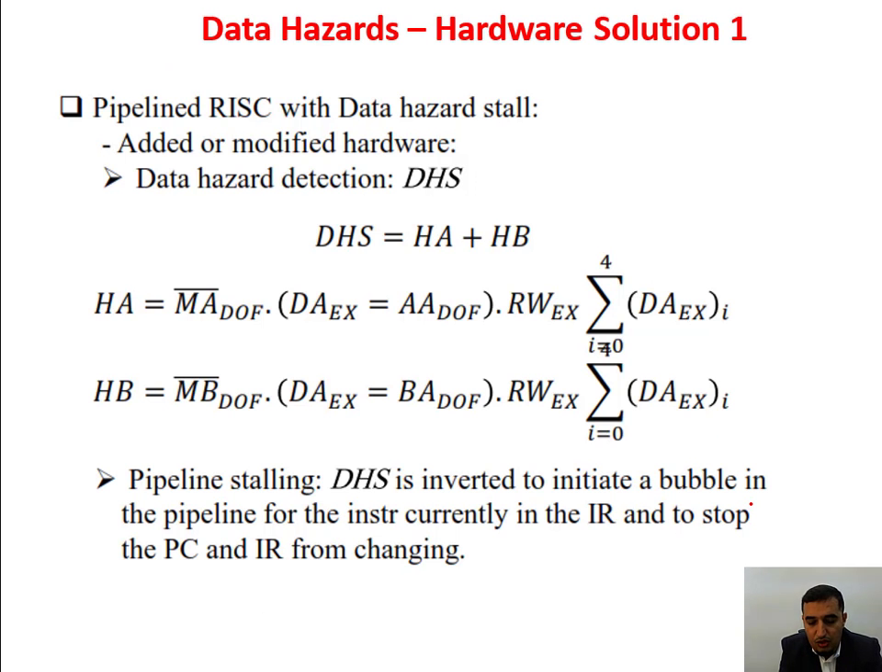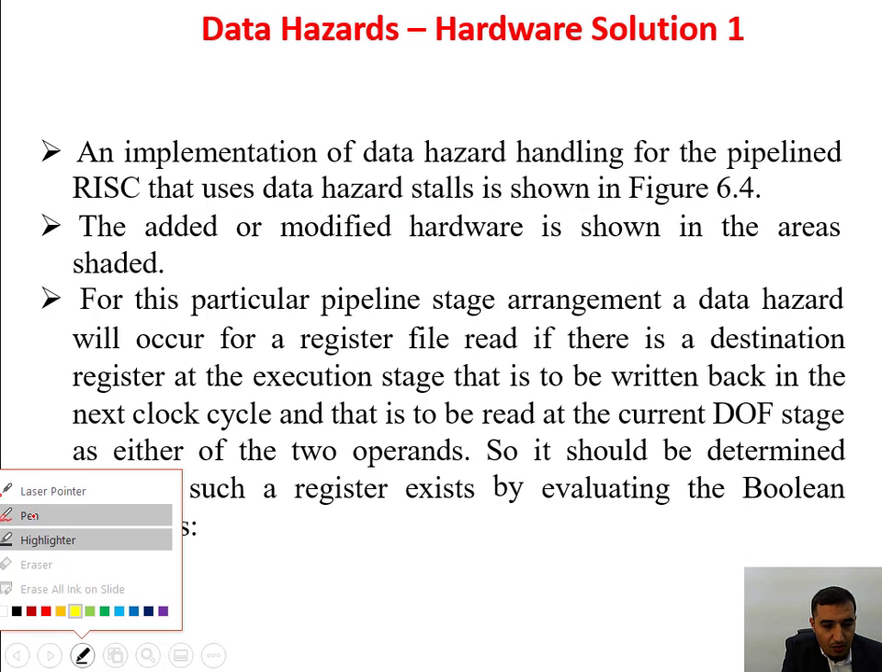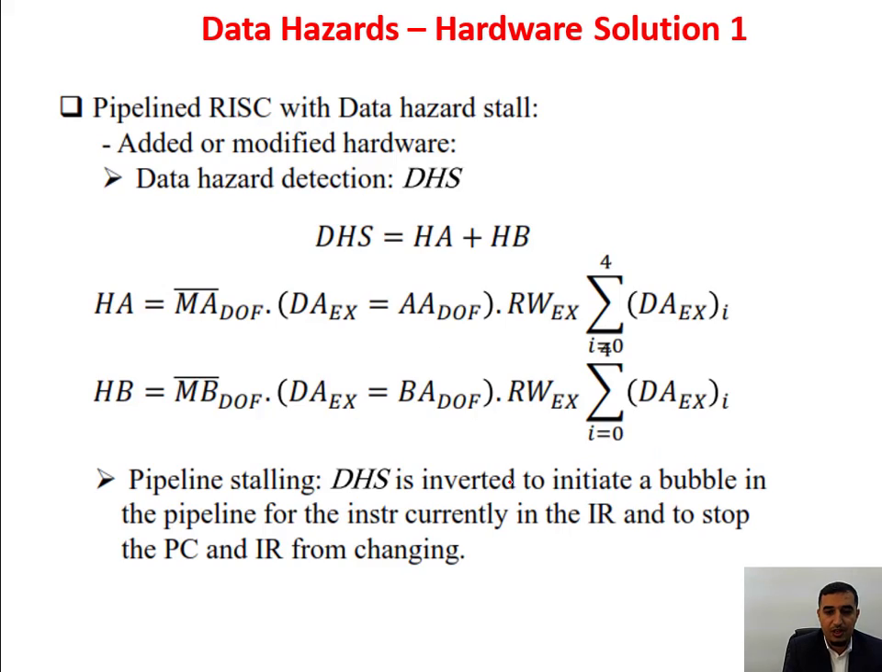So first of all, let's talk about detecting the hazard. In order to detect the hazard, we need to satisfy the following equations. An implementation of the data hazard handling for the pipeline is shown. The added modified hardware is shown. For this particular pipeline stage, a data hazard will occur in the register file if there is a destination register at the execution stage that is presented in the write back stage of the next cycle in the decode operand fetch stage. So data hazard detection is equal to hazard A or hazard B. This is an OR operation.